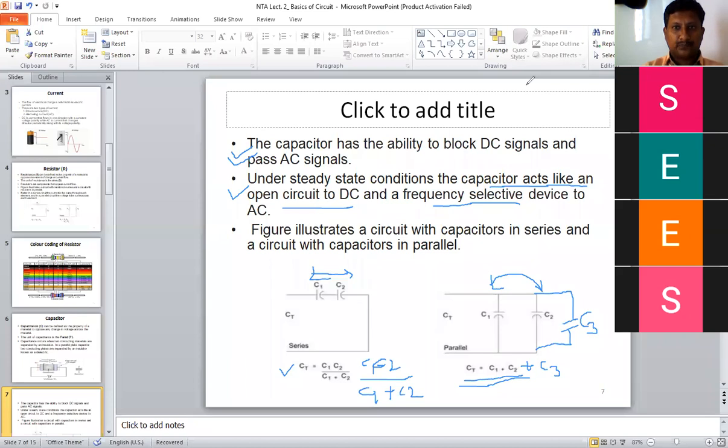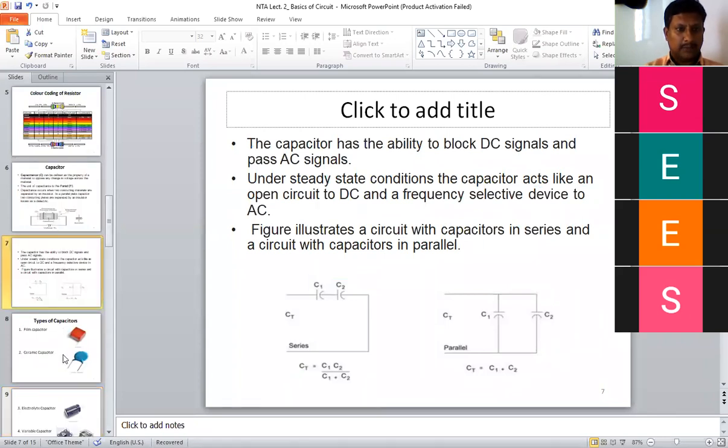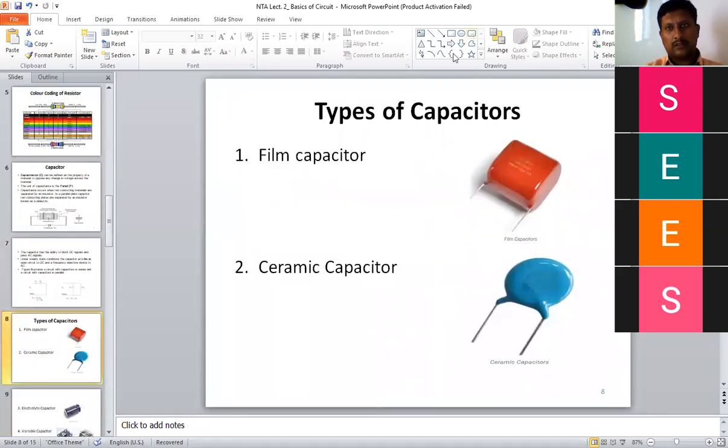Okay. Now this is about the capacitor. Next, types of capacitor. This is the film type capacitor. It has two legs, one longer and one shorter. The longer one you can consider as positive, and this is the negative. Next, the second one is the ceramic capacitor.